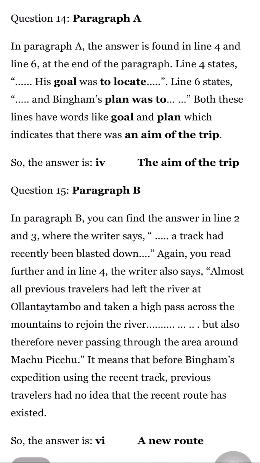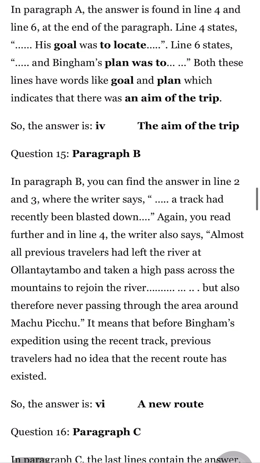Question 15, paragraph B. In paragraph B, you can find the answer in line 2 and 3, where the writer says, a track had recently been blasted down. Again, you read further and in line 4, the writer also says, almost all previous travelers had left the river at Ollantaytambo and taken a high pass across the mountains to rejoin the river, but also therefore never passing through the area around Machu Picchu. It means that before Bingham's expedition using the recent track, previous travelers had no idea that a recent route had existed. So, the answer is B, a new route.